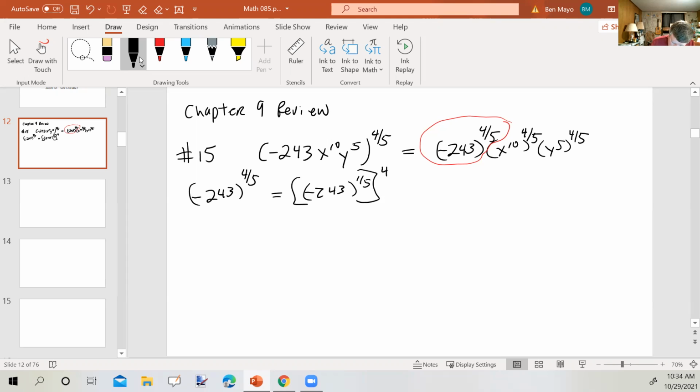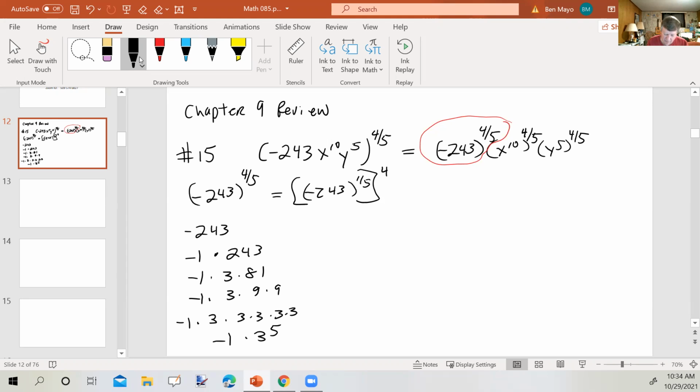And if I do it by hand, I'm going to say, well, negative 243 is negative 1 times 243, which is negative 1 times 3 times 81, which is negative 1 times 3 times 9 times 9, which is negative 1 times 3 times 3 times 3 times 3 times 3, and finally negative 1 times 3 to the 5th power. So I'm doing the prime factorization after I took out the negative 1.